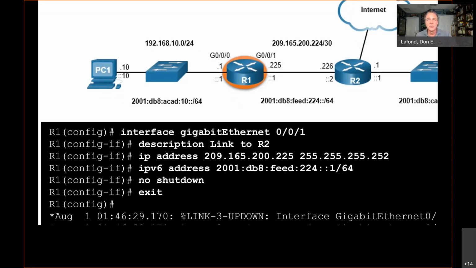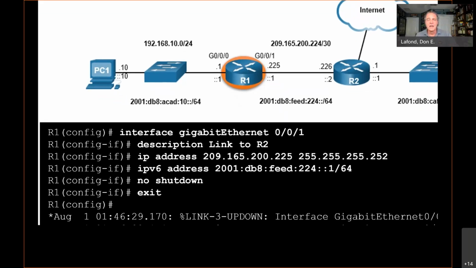So when we're configuring this side, it is gigabit Ethernet 0/0/1. There it is, right there. And then description link to R2. R2's over here. IP address. This is 225, so you'll see 209.165.200.225. And then the subnet is 255.255.255.252. That's a /30. You'll learn that by the end of this course with practice, hopefully.